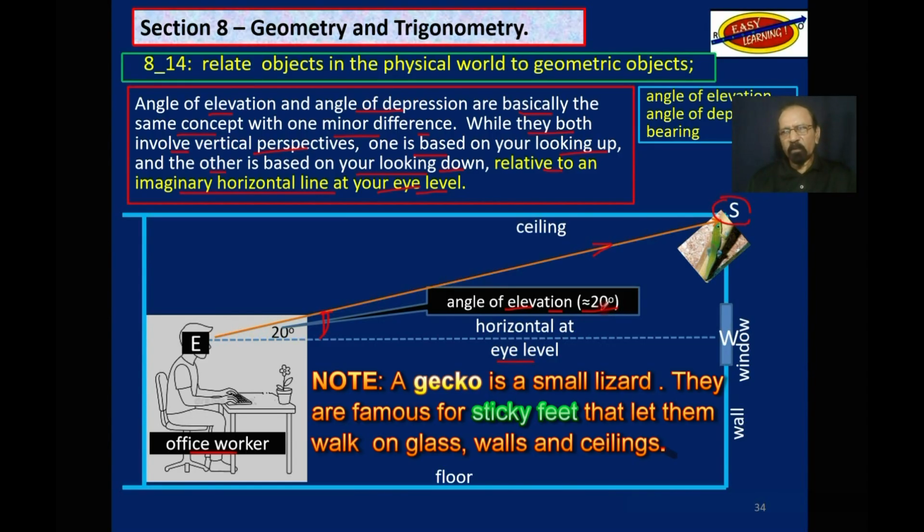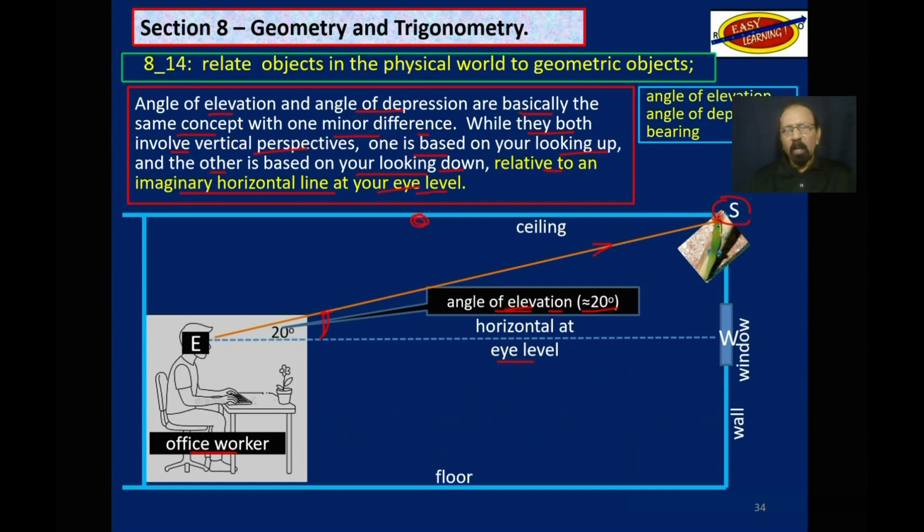Let's say it is approximately 20. If he were looking at a ceiling fan here, then it may be 45 degrees. But whatever angle this is, it is called the angle of elevation. Well, this gecko probably had a bad day and it fell from up there as it was trying to climb up here and go to the ceiling. Any self-respecting gecko would never fall, but this one probably had a bad day. It fell from here down to the floor.